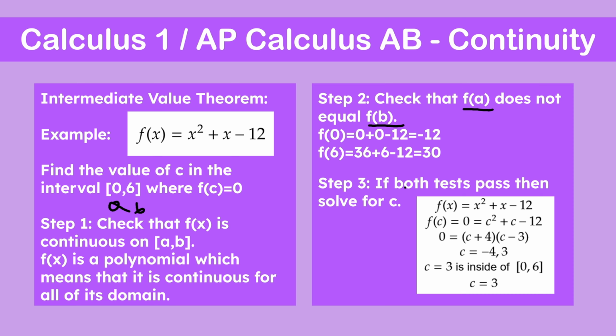And for our third step, if both tests pass, like step 1 and step 2, meaning they don't equal each other and it's continuous, then you can solve for c. So let's set f of c equal to 0. We get c squared plus c minus 12. We factor and get (c plus 4)(c minus 3), and we get that c is equal to negative 4 and 3, but since only 3 is inside of 0 to 6, c is equal to 3.